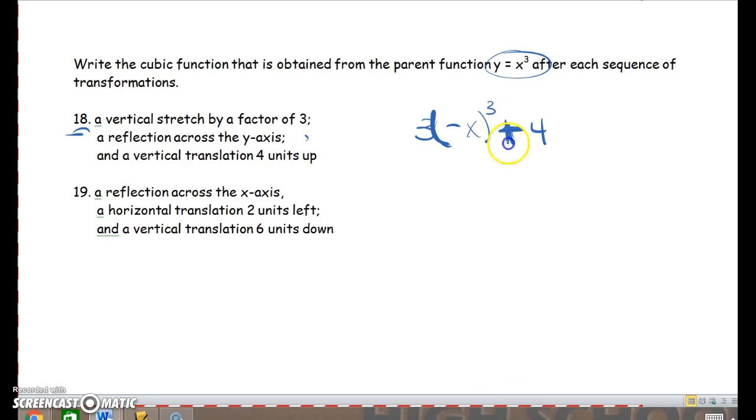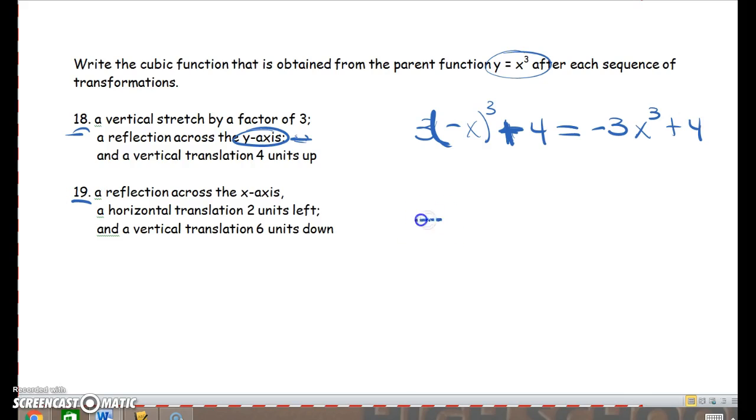So that's what a reflection over the y-axis would look like. We don't do a ton of those. Usually we do the x-axis, so the reflection usually goes in front of the parentheses, or in front of everything, rather than inside the parentheses. If you were to simplify this though, a negative cubed, a negative times a negative times a negative is a negative, so we could simplify this to negative 3x cubed plus 4.